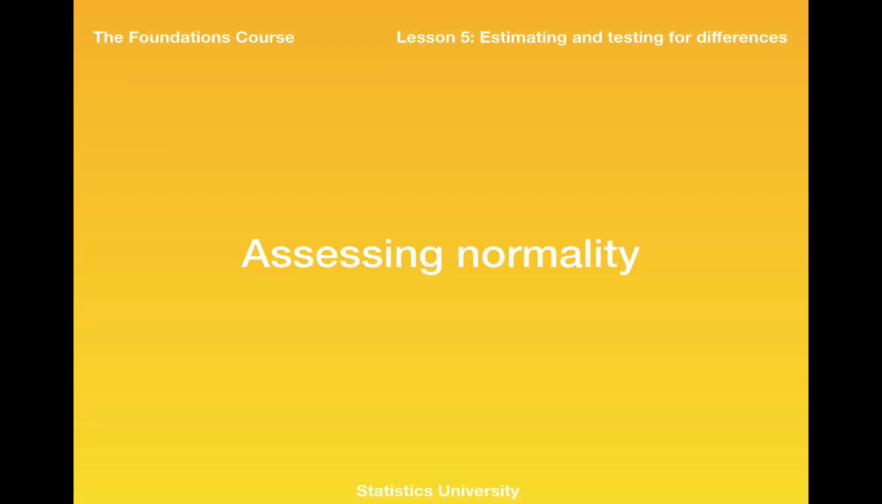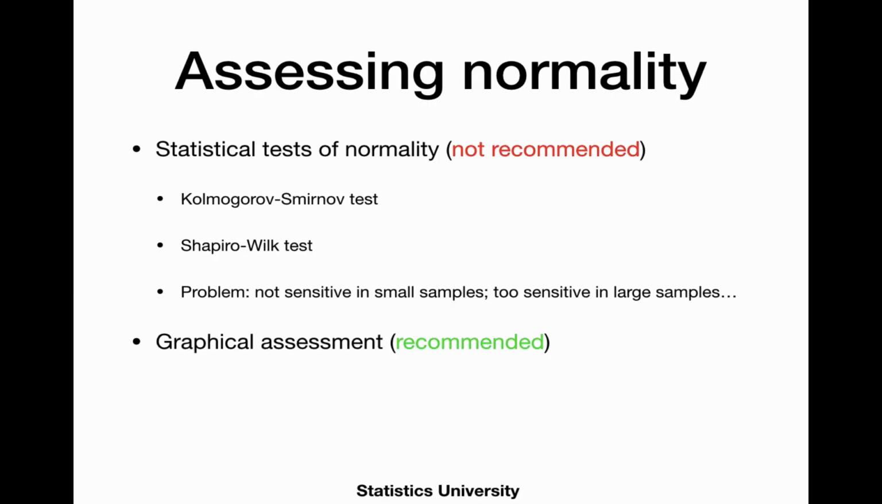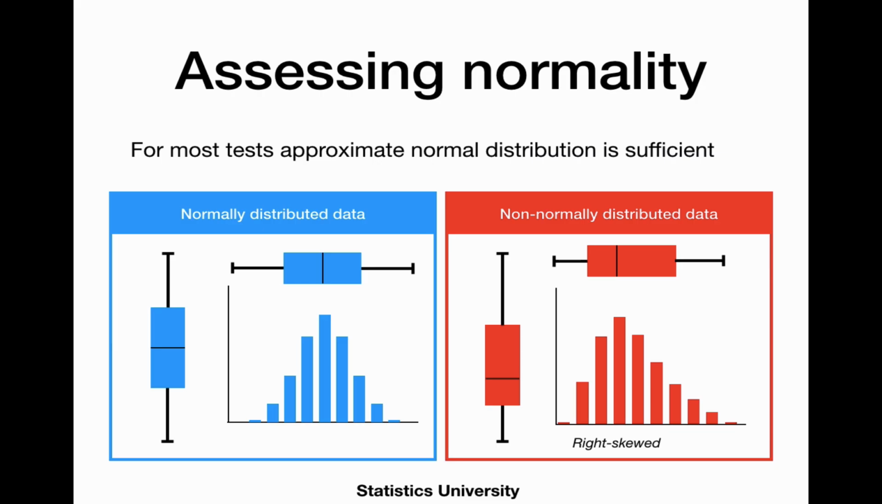We're going to start this lesson by looking at how to assess for normality. Because if we want to test for differences, we need to know whether our data are normally distributed. And you can either use a statistical test itself to do that, or a graphical assessment. I wouldn't recommend using statistical tests because they are not sensitive enough in small samples and too sensitive in large samples. I would recommend using a graphical assessment.